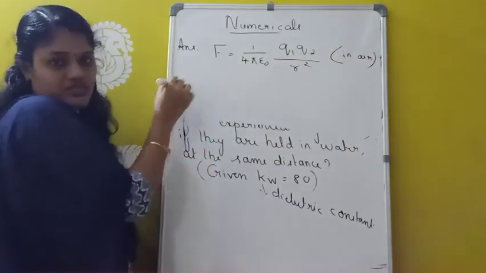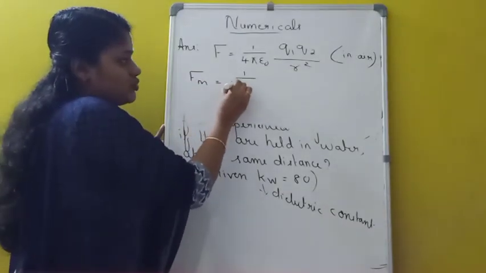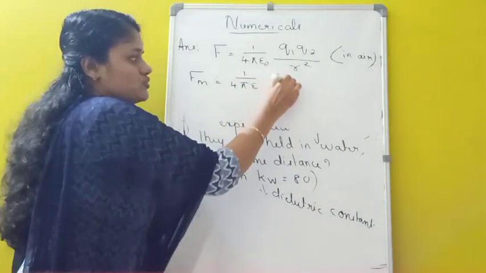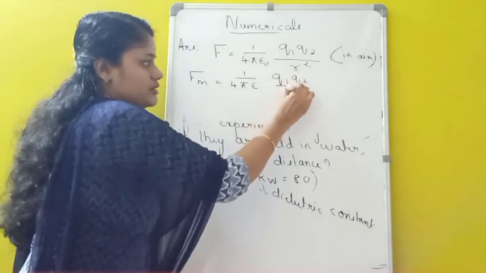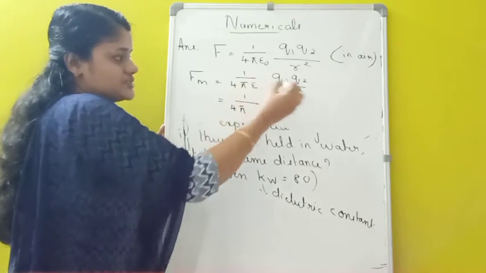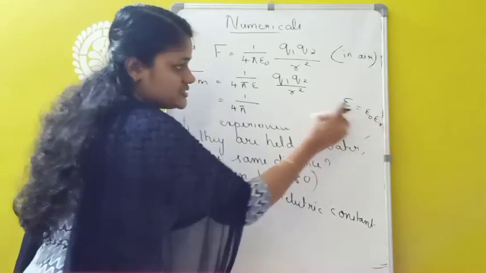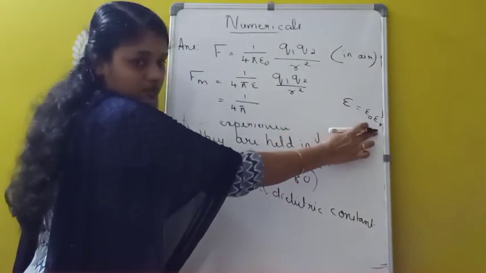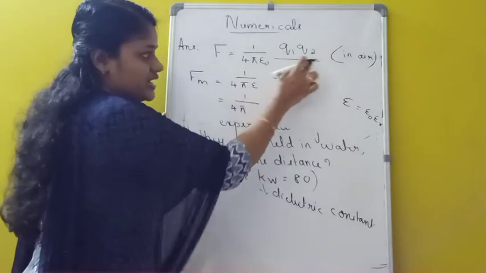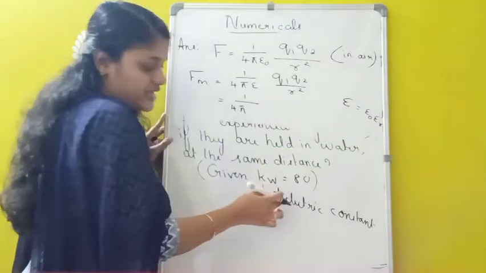Okay. So in water or in any medium, F medium equals 1 by 4 pi epsilon, where epsilon means the permittivity of the medium, into Q1 Q2 divided by R square. That means 1 by 4 pi into this epsilon, which we can write in terms of epsilon 0 and epsilon R. So this epsilon is written as epsilon 0 into epsilon R. Here epsilon 0 is the permittivity of free space, that means in the case of air or vacuum, and epsilon R is the relative permittivity or dielectric constant.